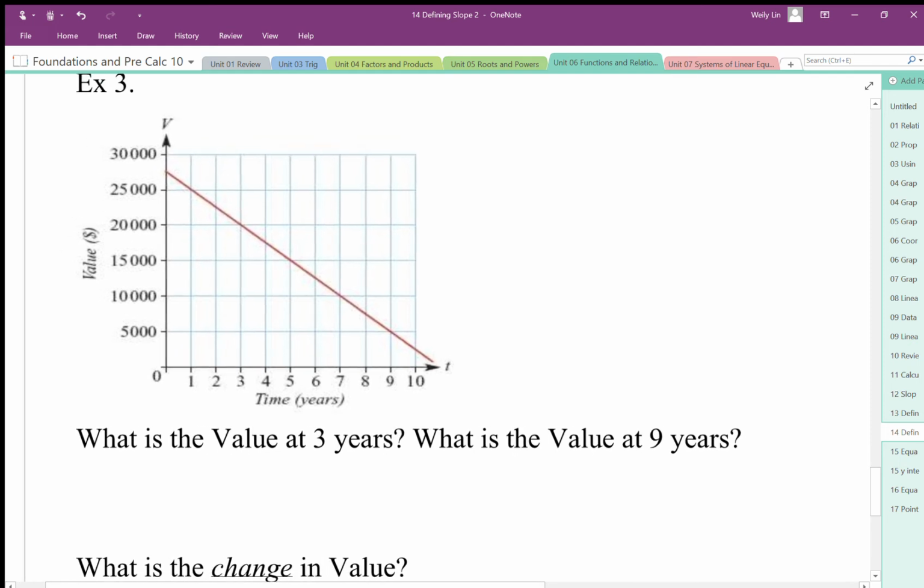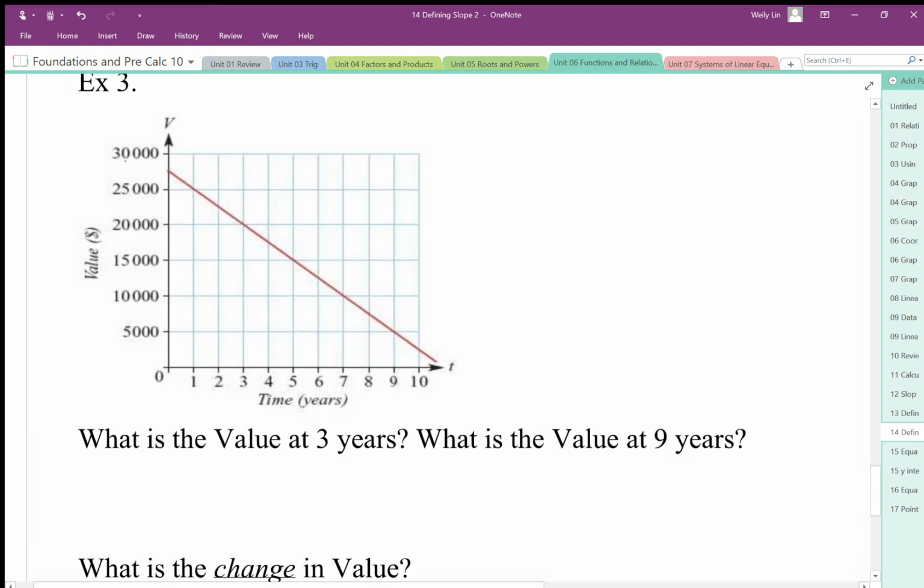Here we have a value of some object. It looks like it's pretty expensive, so maybe a car or something like that. And it's being compared over time. So time is our independent variable, our input. The y or the value, our dependent variable, is going to be the value of the object that we're in question here.